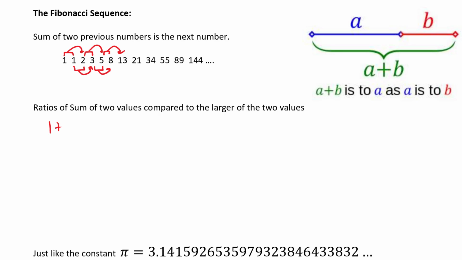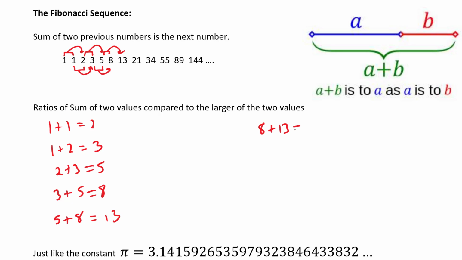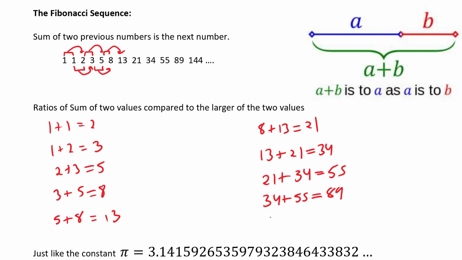Just like this. 1 plus 1 is 2. 1 plus 2 is 3. 2 plus 3 is 5. 3 plus 5 is 8. 5 plus 8 is 13. 8 plus 13 is 21. 13 plus 21 is 34. 21 plus 34 is 55. 34 plus 55, 89. 55 plus 89, 144. And we can keep going.